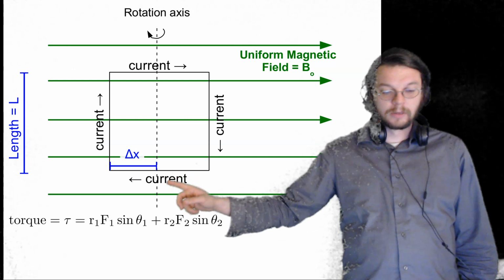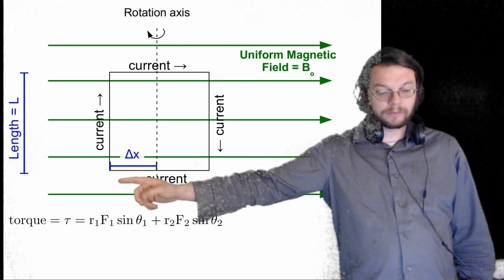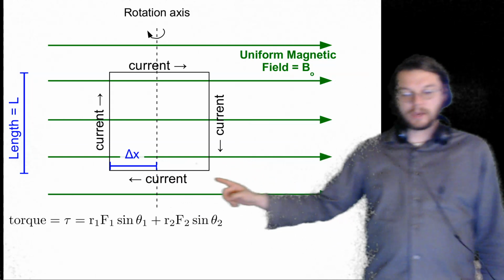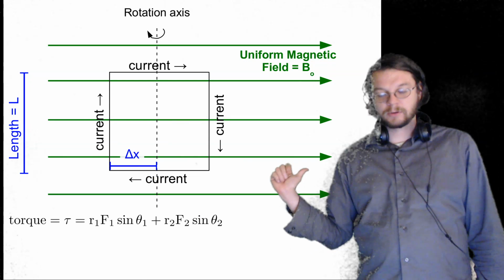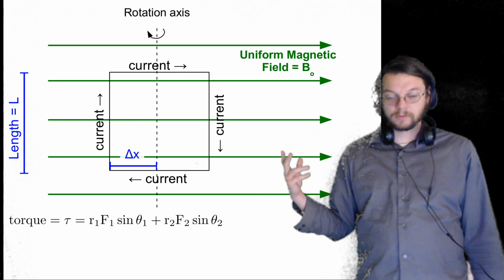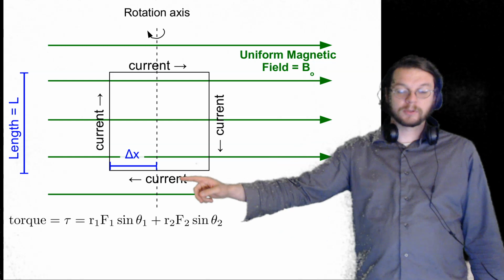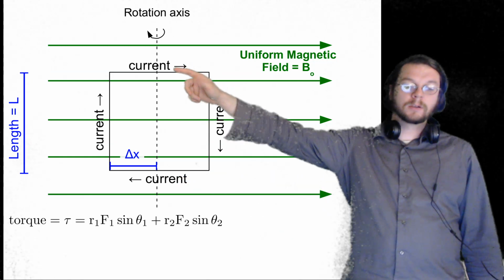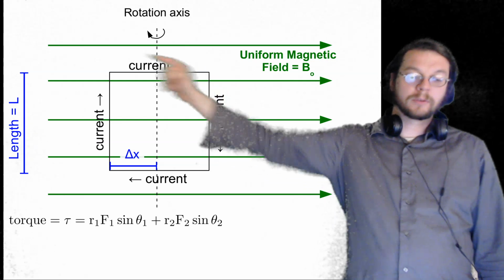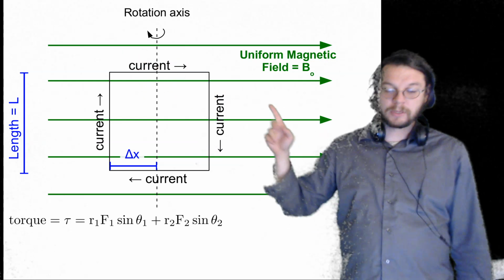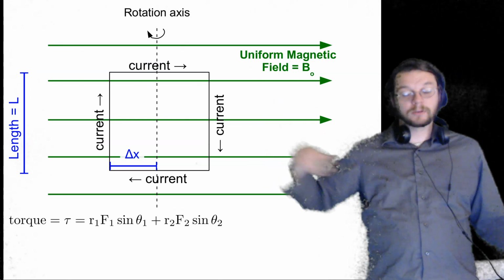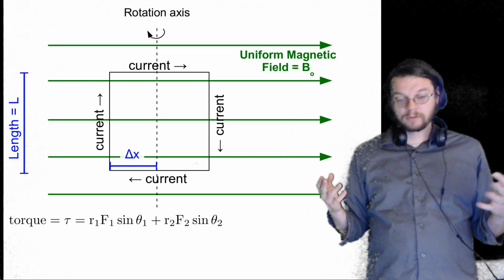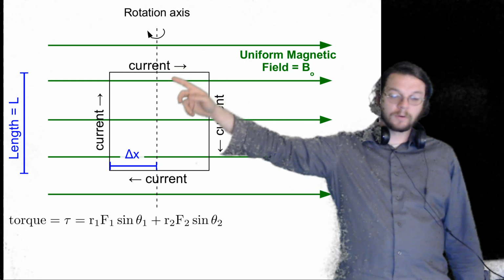So here, for example, the current is to the left, which means that the electrons are moving this way. And so the angle between the velocity of the electrons and the magnetic field is 0. Sine of 0 is 0, and so the magnetic force here would be 0. Now up here, the current is this way, which means the electrons are going that way, which means the angle between the velocity of the electrons and the magnetic field is 180 degrees. Sine of 180 is also 0, and so the magnetic force here is going to be 0.